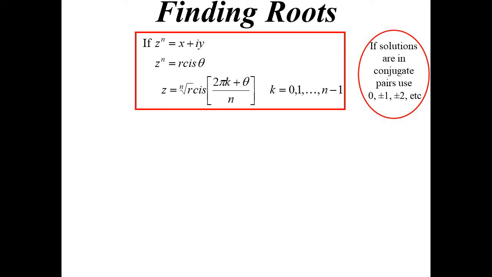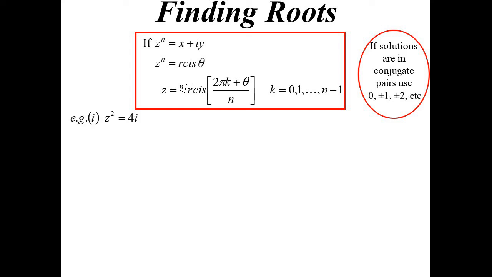Now a little trick here is if your solutions will end up in conjugate pairs. So if you're finding the root of a real number, then instead of going 0, 1, 2, 3 and so on, go 0, plus or minus 1, plus or minus 2, because the plus or minus will get you the conjugates straight away.